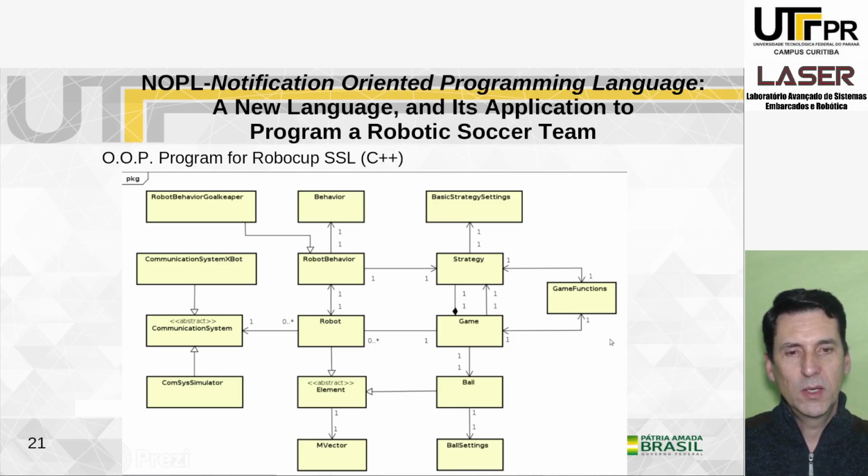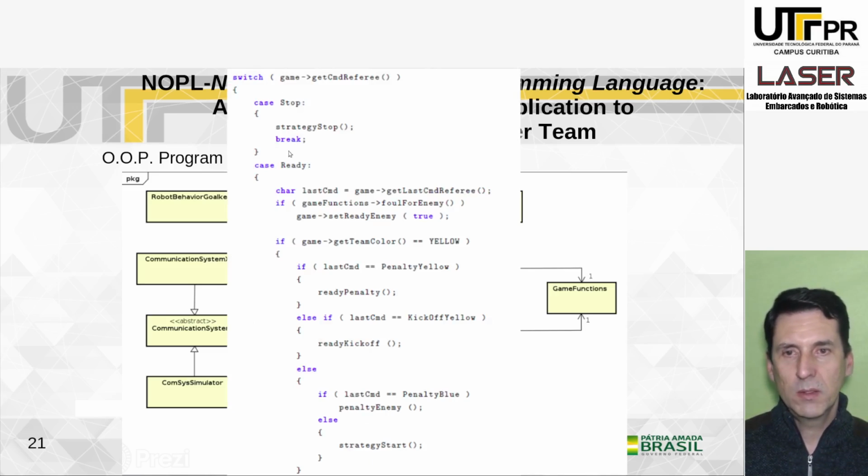Here is the class diagram of our software developed in C++ that we previously developed for our team of 6 robots. And here, an example of the source code. There are lots of ifs, switch cases, and lots of situations that should be evaluated in this software.